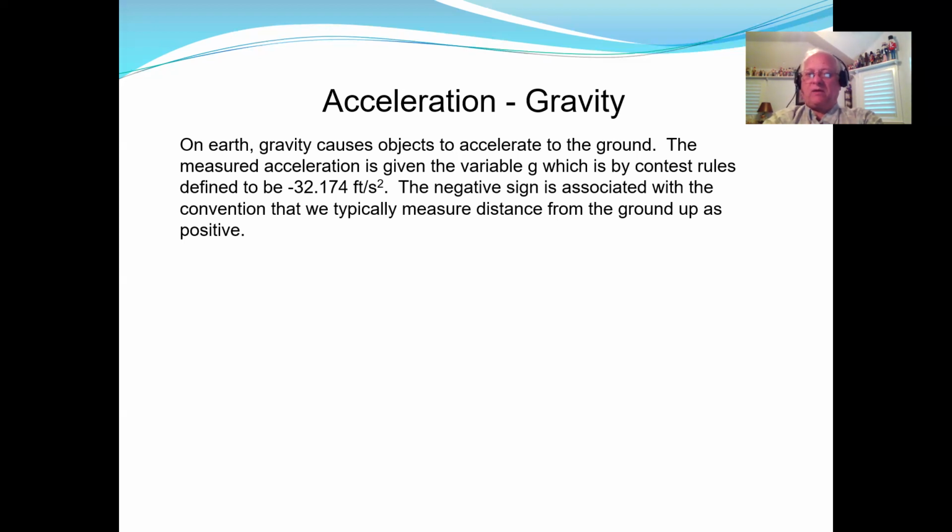And that specific acceleration, we call it typically in engineering, and in science as well, G, to indicate that it's an acceleration due to gravity. And by convention on Earth, we define that gravitational acceleration G to be negative 32.174 feet per second squared. So what we have then is that it's constant. It doesn't matter how much the object weighs that I'm dropping.